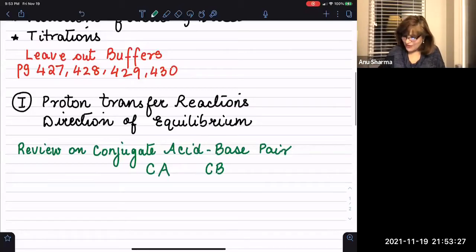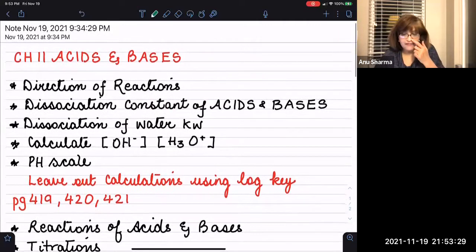Hi guys. Okay, so let's finish this chapter 11 on acids and bases. And here in this video, we are going to do the directions of the reactions, which is the direction of equilibrium. And then we're looking at the dissociation constant of the acids and bases, and then the dissociation of water, and then calculating the OH ions and the hydronium ion concentrations, then the pH scale.